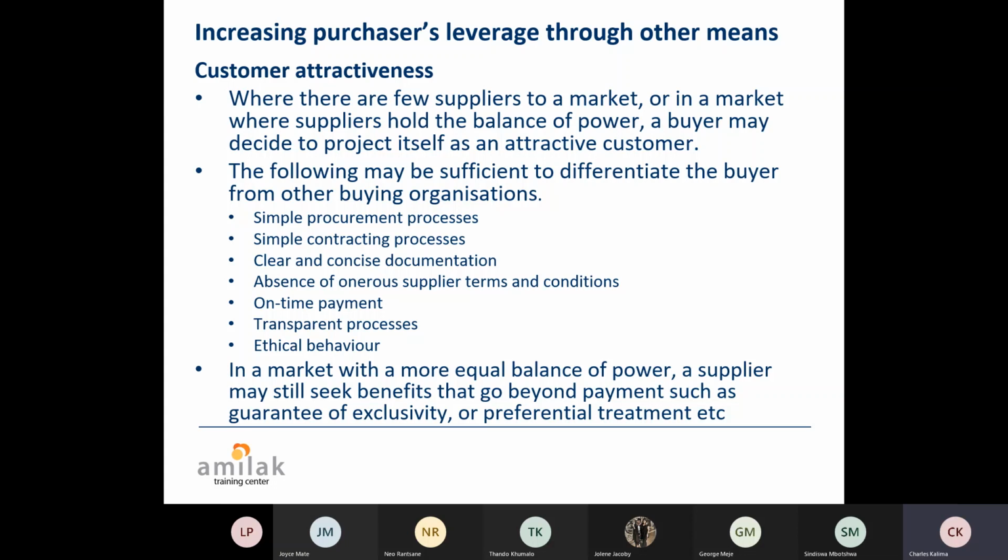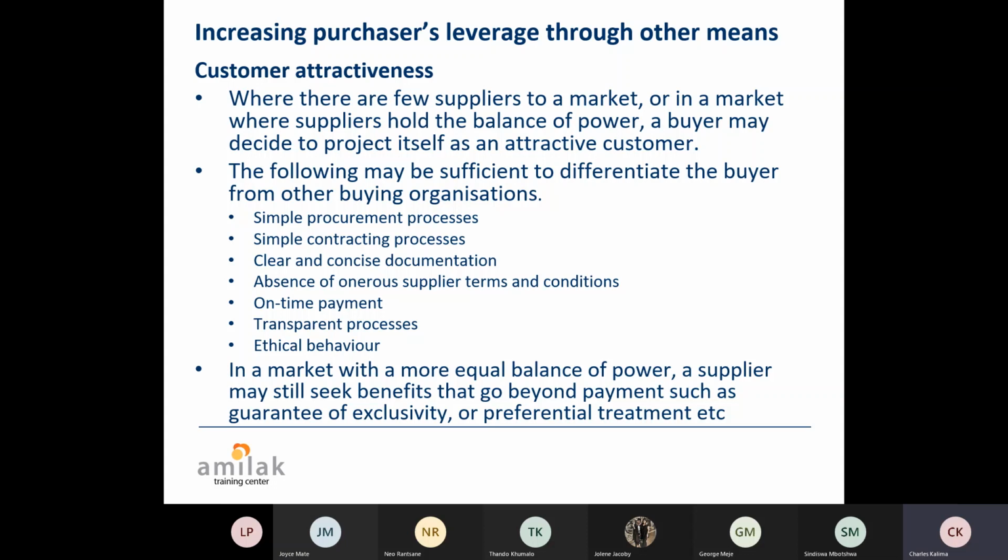You need to have simple procurement processes, simple contracting processes, clear and concise documentation. Some of your companies, if you have to submit a bid, it's like you are submitting a thesis for your PhD, because the volume of documents that they want is onerous. You need to make it simpler for suppliers to complete those. Another one is absence of onerous supplier terms and conditions. On-time payment is very important. When a service provider is providing a service, you need to pay them on time. Transparent processes and ethical behavior.